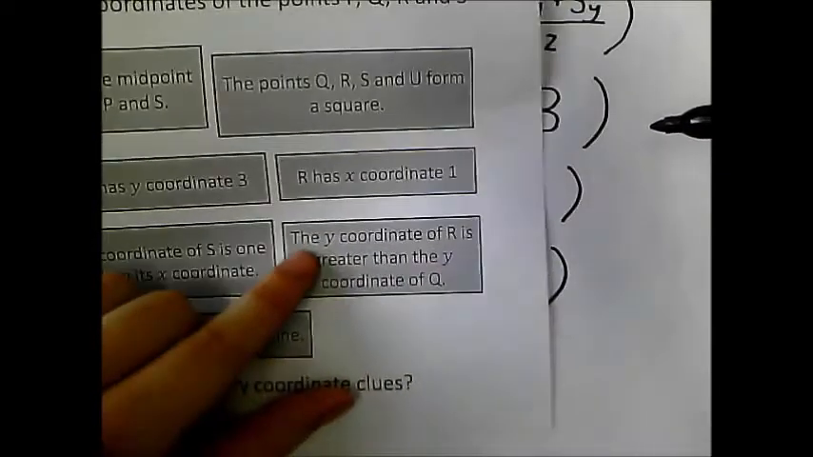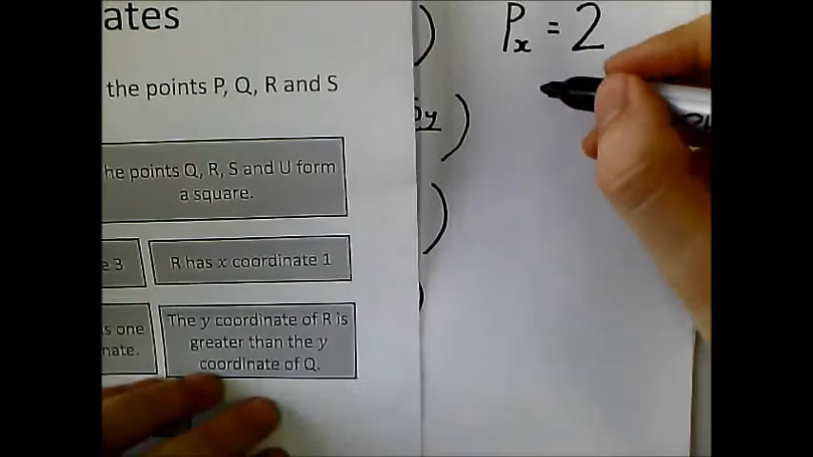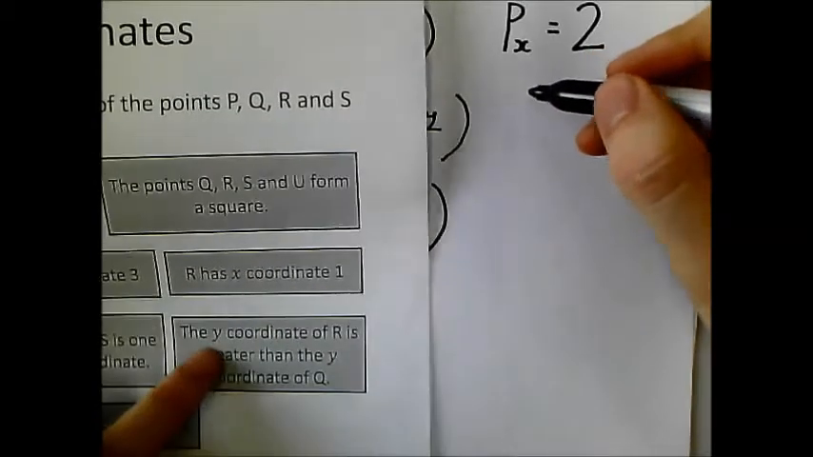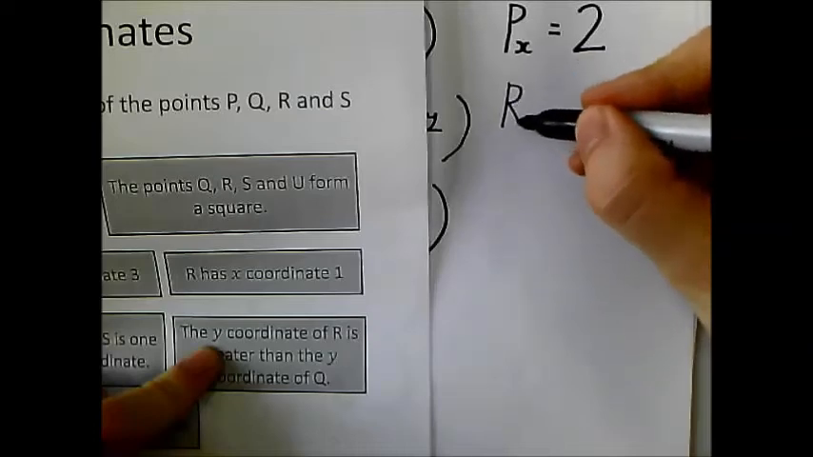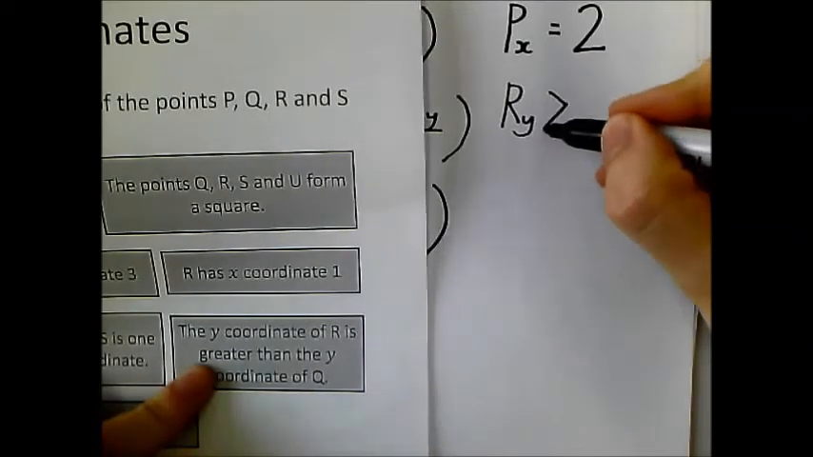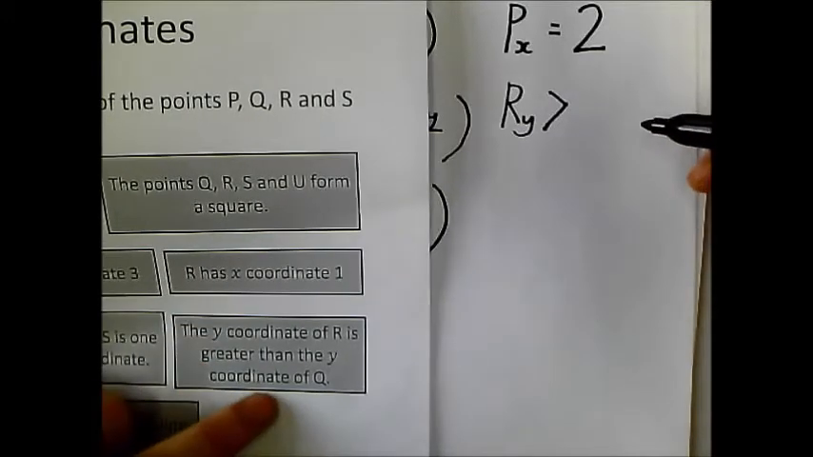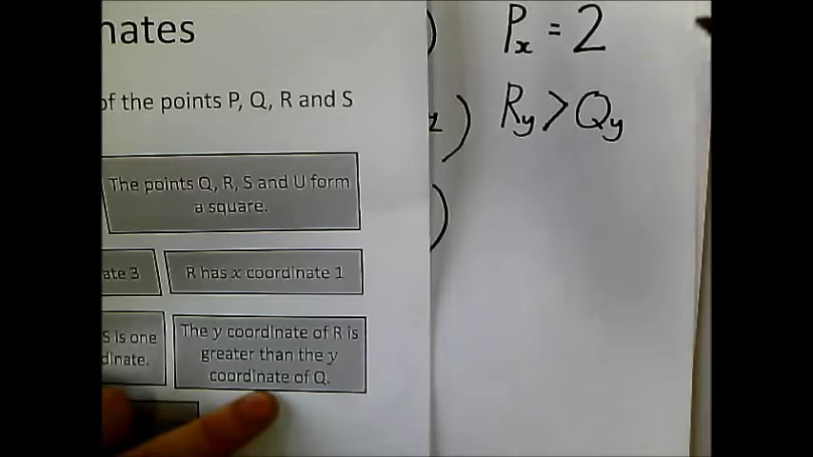Another clue: the y coordinate of R is greater than the y coordinate of Q. So the way I'm going to write this one down is the y coordinate of R, so Ry, is greater than the y coordinate of Q, so Qy.